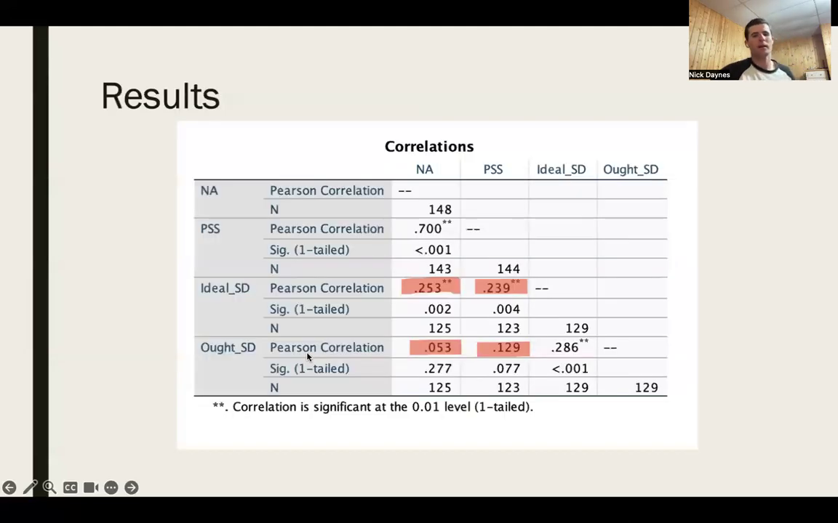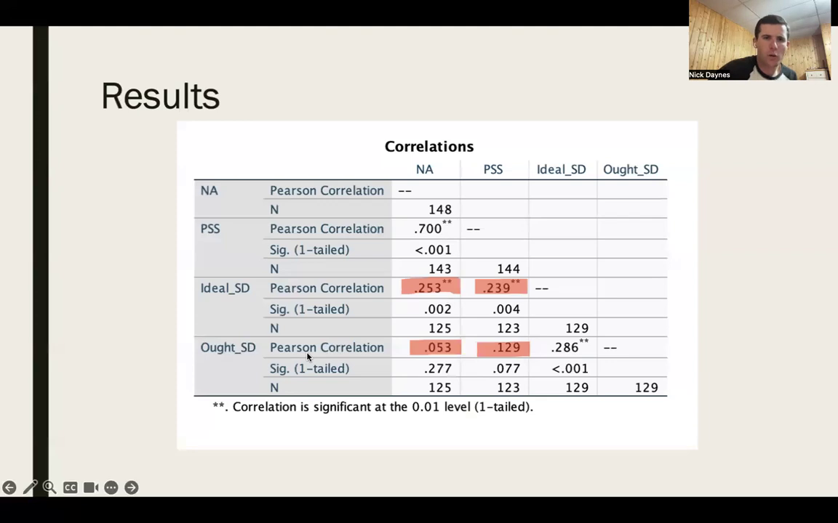So there's that. Okay, so here are part of the results. To find out moderation, or at least to find variables that moderate the relationship between self-discrepancy and negative affect and perceived stress, you have to make sure that there is a relationship first between self-discrepancy and negative affect and perceived stress. Otherwise, there would be no relationship for the moderator to moderate, if that makes sense.